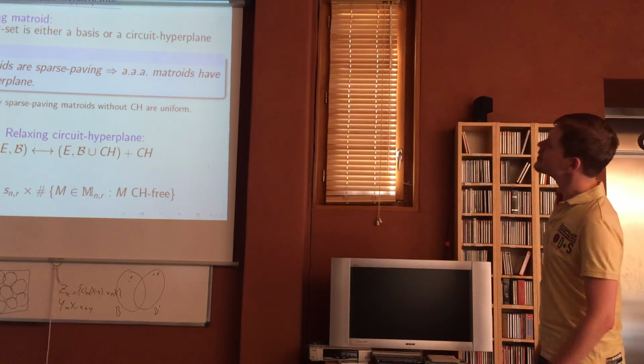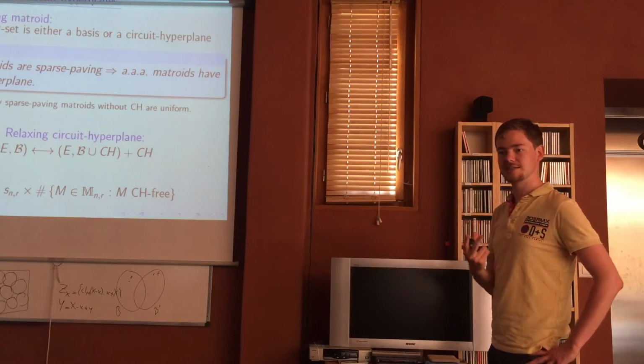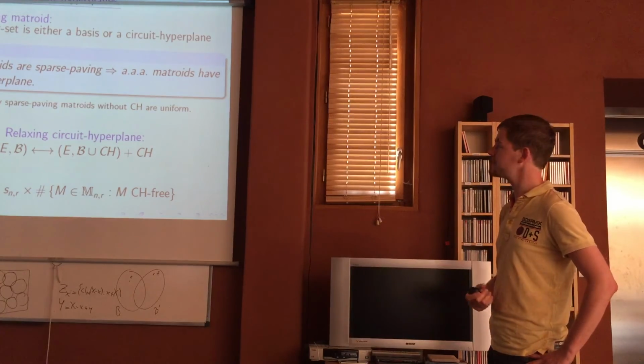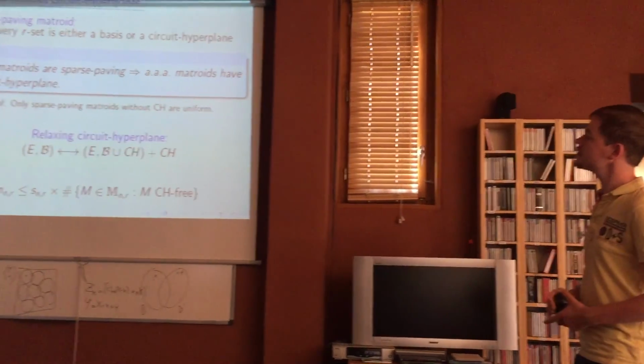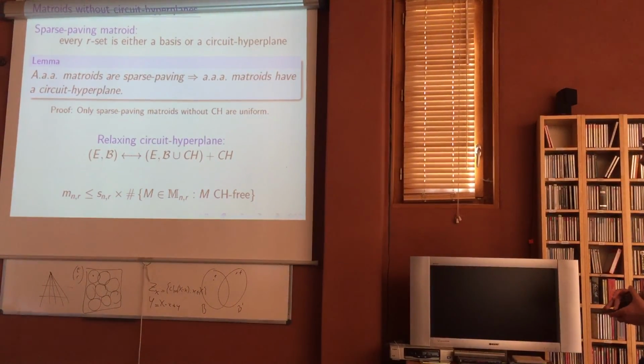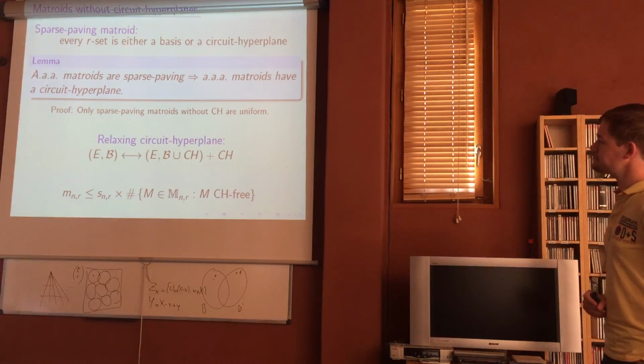Okay, what's this? Matroids without circuit hyperplanes. So we've been looking at sparse paving matroids, and one of the equivalent definitions of a sparse paving matroid is that every r-set is either a basis or a circuit hyperplane. So this leads to the following result. If we can show that almost all matroids are sparse paving, then almost all matroids must have a circuit hyperplane. This is because the only sparse paving matroids without a circuit hyperplane are uniform matroids, of which there are not many. So that may be easier to prove in some way.